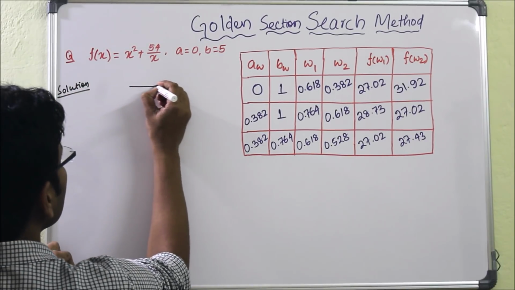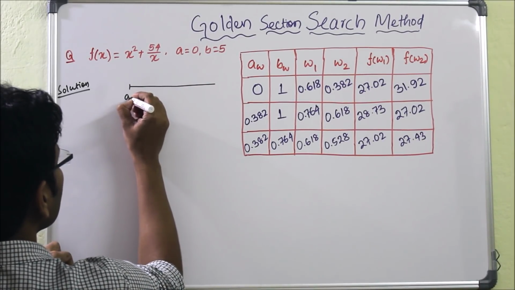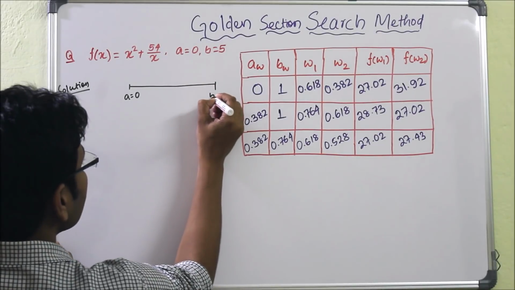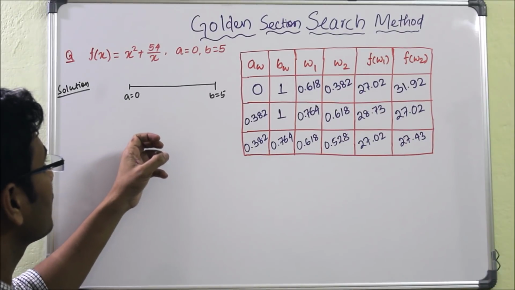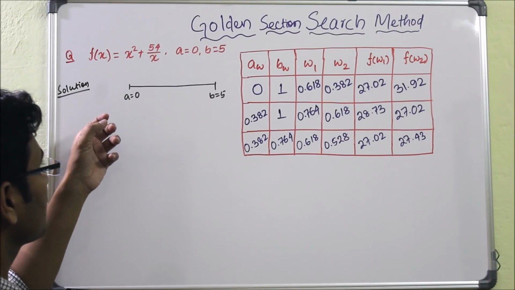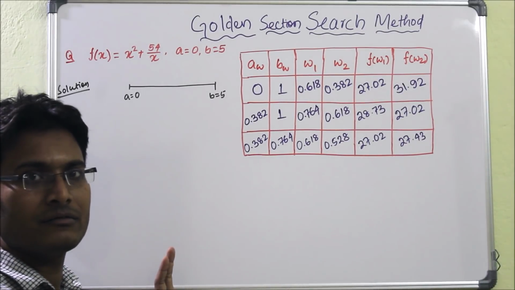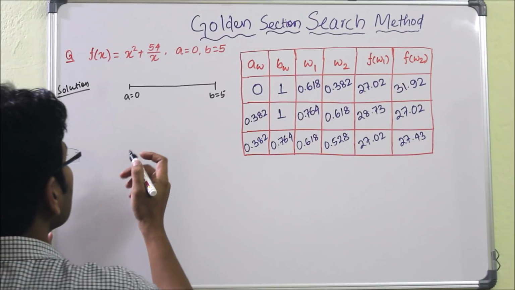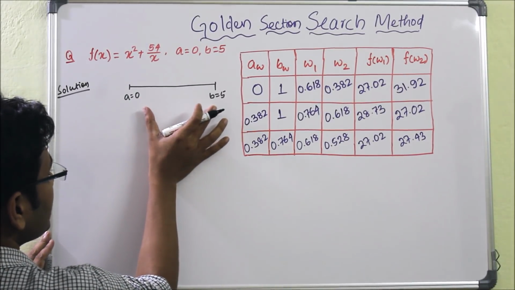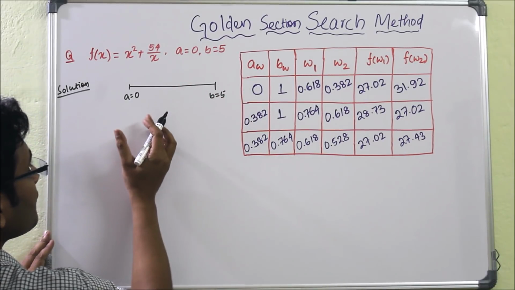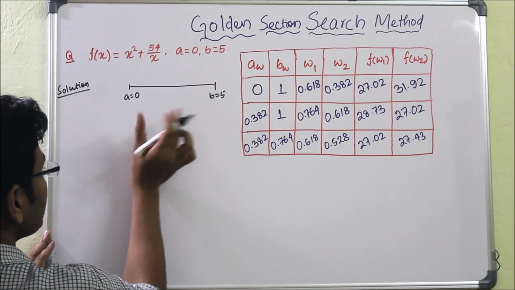So I can draw the number line where a equals 0 and b equals 5. Now we will investigate the minimum of this function, and we will perform 3 iterations to understand the method. So what to do first? If there is any interval in this golden section search method, we have to normalize this interval.